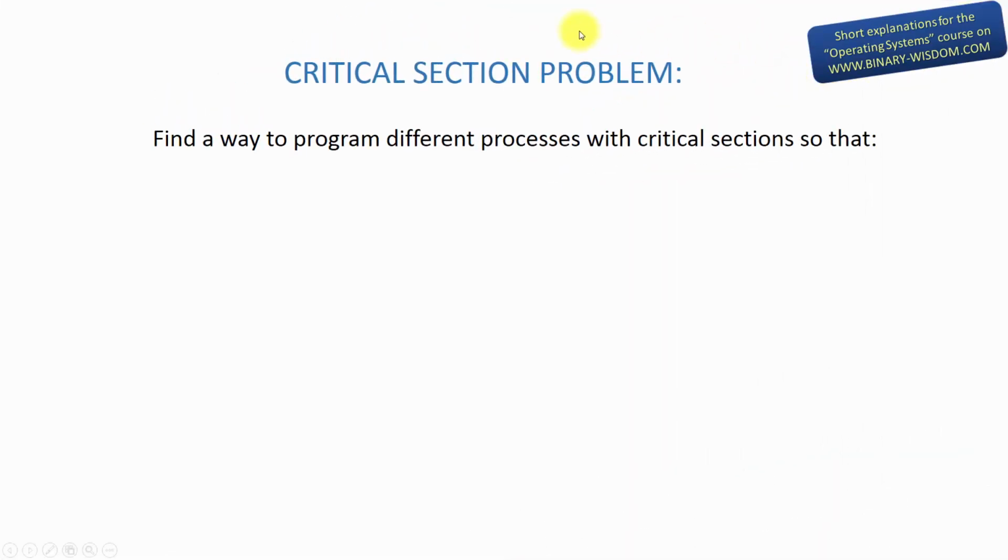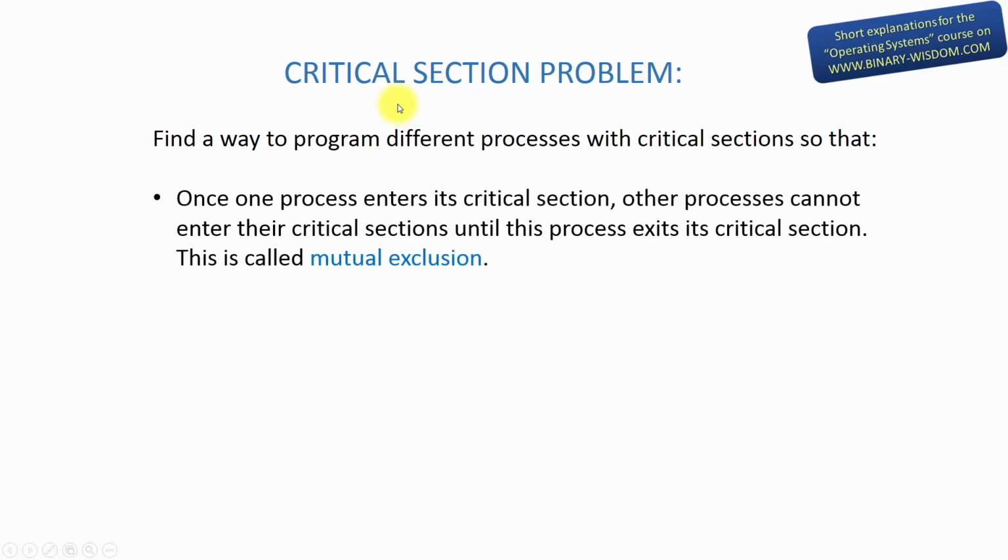Now to the critical section problem. The critical section problem is the problem of finding a way to program different processes with critical sections so that once one process enters its critical section, other processes cannot enter their critical sections until this process exits its critical section. This is called mutual exclusion. In other words, don't run multiple critical sections at once.